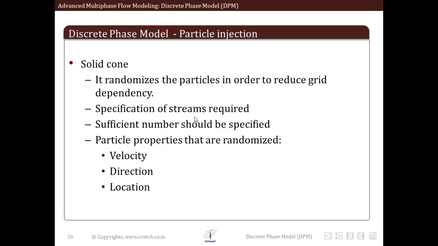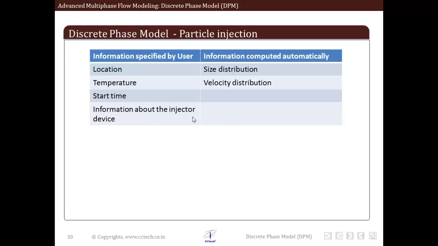It represents a truly random injection in the form of a solid cone. Now, when we use automated injections, let us see what inputs we need to specify as users and what parameters are calculated automatically by Fluent. Information that users have to specify is location, temperature, starting time, and information about the injector device, whereas the size distribution and velocity distribution are calculated by Fluent automatically.